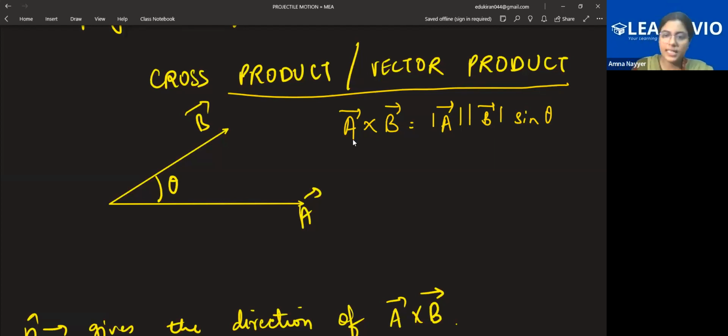Fine. So this cross is not your simple multiplication of algebra which we have been doing. This is the cross product.